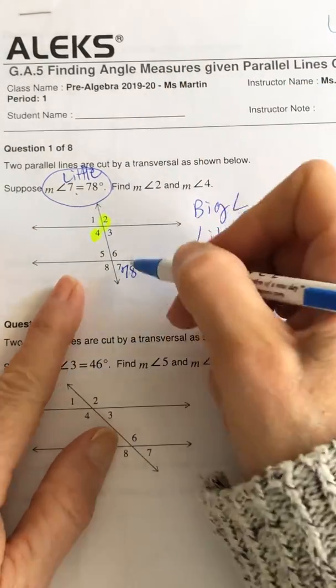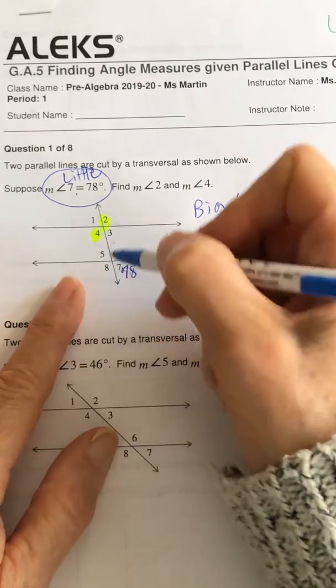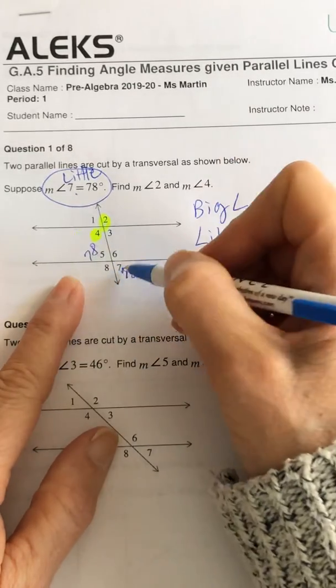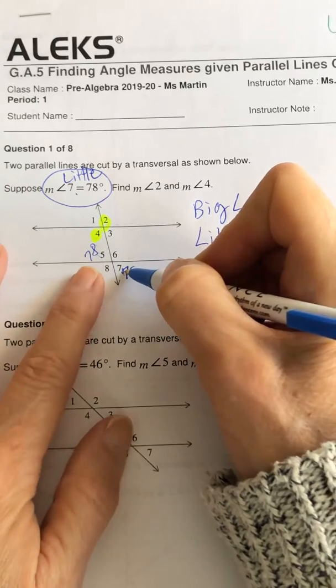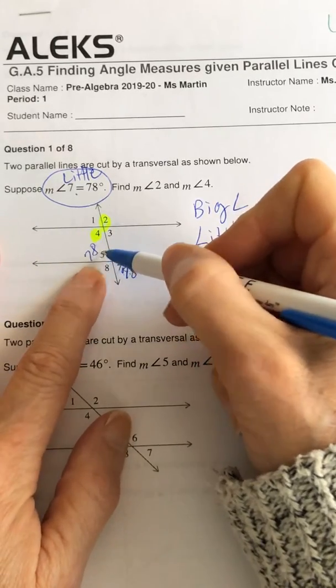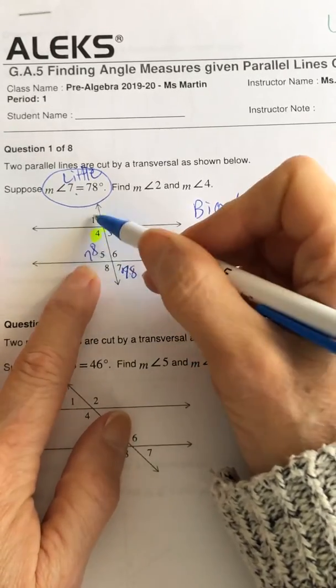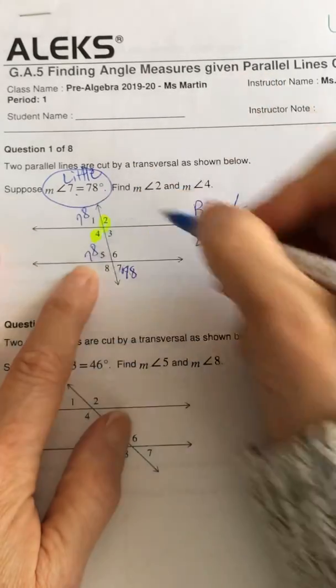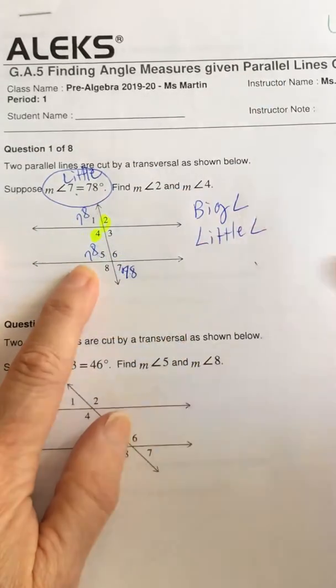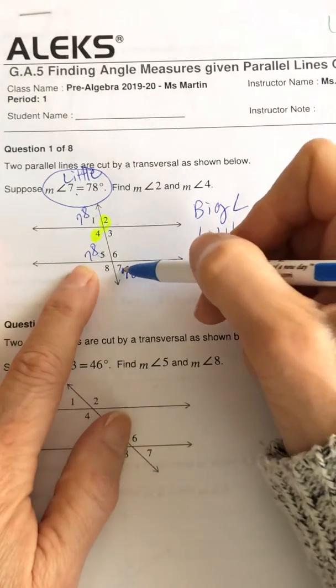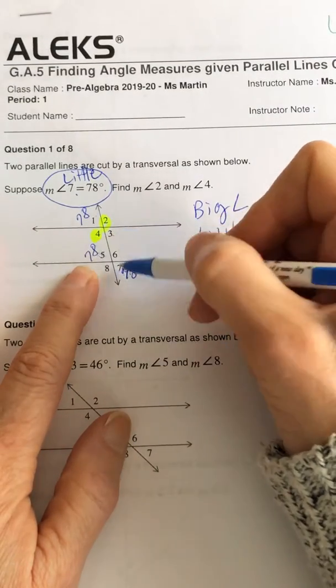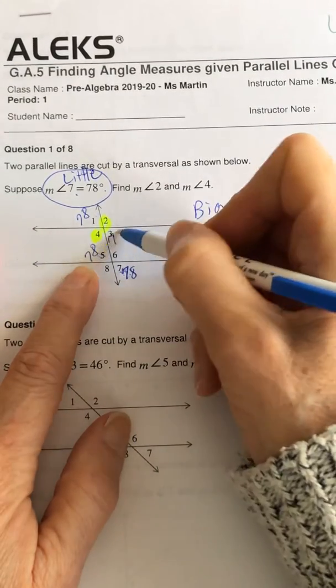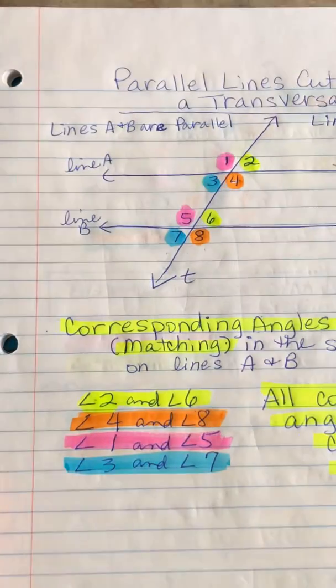78. These two are opposite angles, so that's 78. So 5 and 7 are 78. If I look at this, the corresponding angle to 5 up here is 1. That's 78. Remember? Corresponding angles. And for 7, that's right there. 3 and 7 are corresponding angles. That's 78.